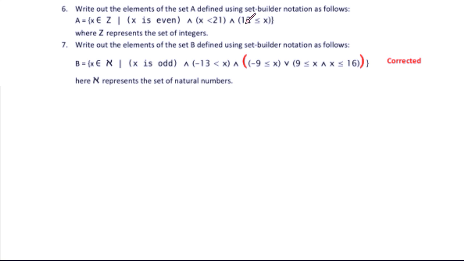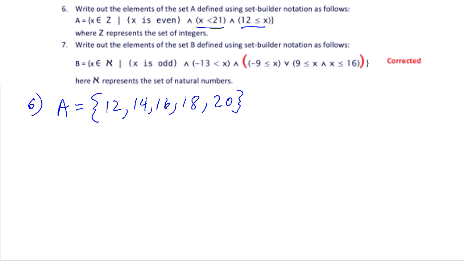Notice that it's written as 12 is less than or equal to x, but I can just as easily say x is greater than or equal to 12. And so really this is just a little arithmetic. Let me write out the set A equals, okay, so it's even numbers starting at 12, because I have greater than or equal to 12, and going up to 20, because if I went up to 22 that wouldn't satisfy. So I go 12, 14, 16, 18, and 20. Okay, that was pretty straightforward.